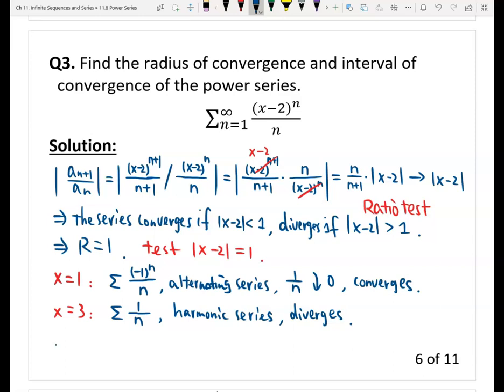So what is the interval of convergence? Now we found that the interval of convergence: 1 converges, so we put a closed bracket, and 3 diverges, so we put an open one. That's the result for this question. Then now we're going to prove the theorem.